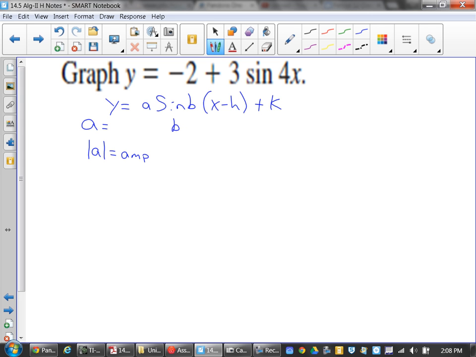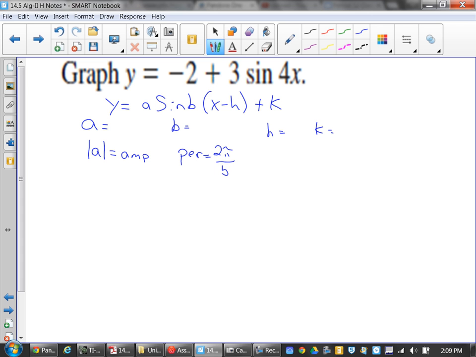Your b value allowed you to find the sidewaysness, which is called the period. It allows you to find the period because sine and cosine have a period of 2 pi over b. Your h and your k were your horizontal and your vertical shift. So in this problem, what's our a, b, h, and k?